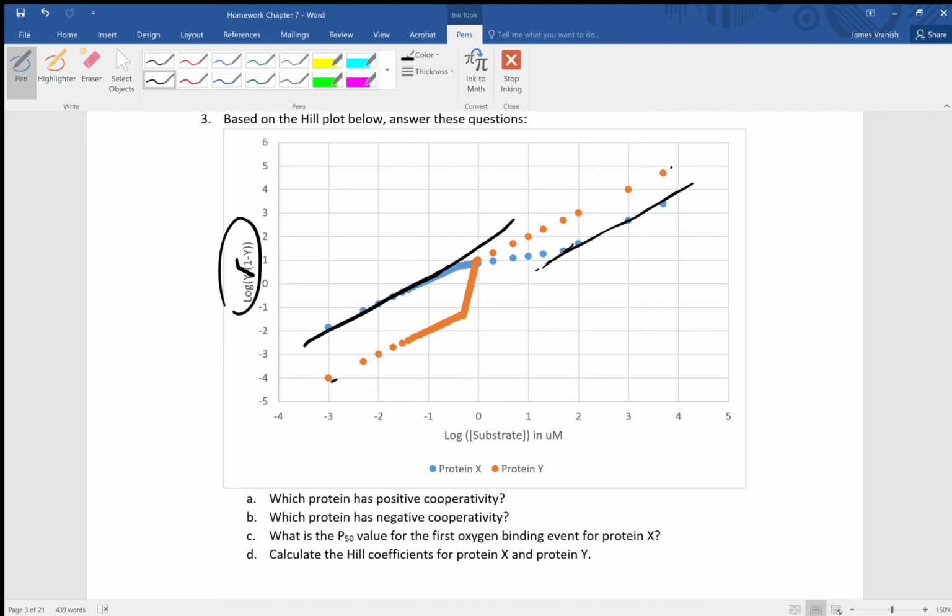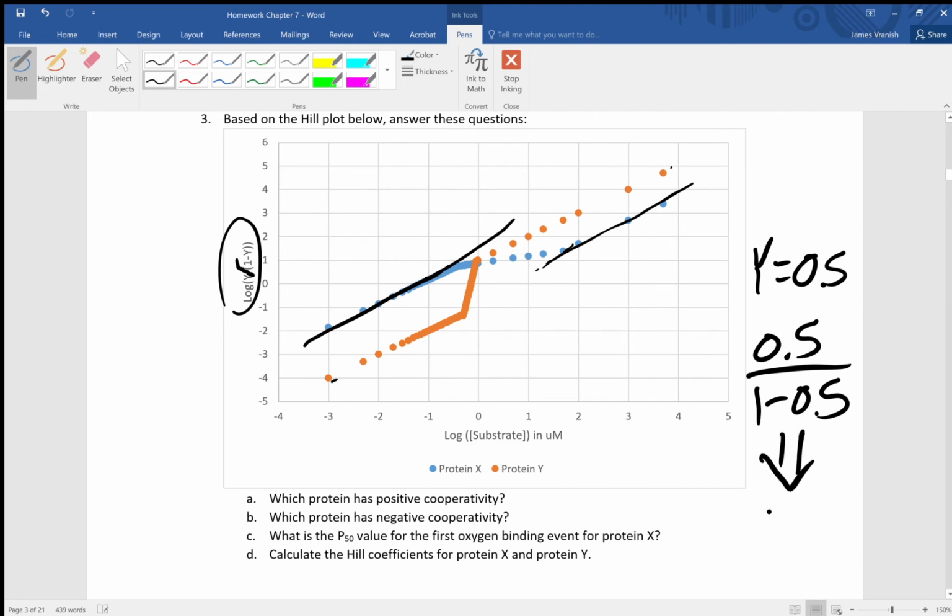This is the definition of KD: the substrate concentration that gives you half maximal binding. When the binding is half, that means Y is equal to 0.5. Then Y over 1 minus Y, with Y at half, this whole thing becomes 1. So we want to look at the point at which those black lines that we drew cross a value of 1.